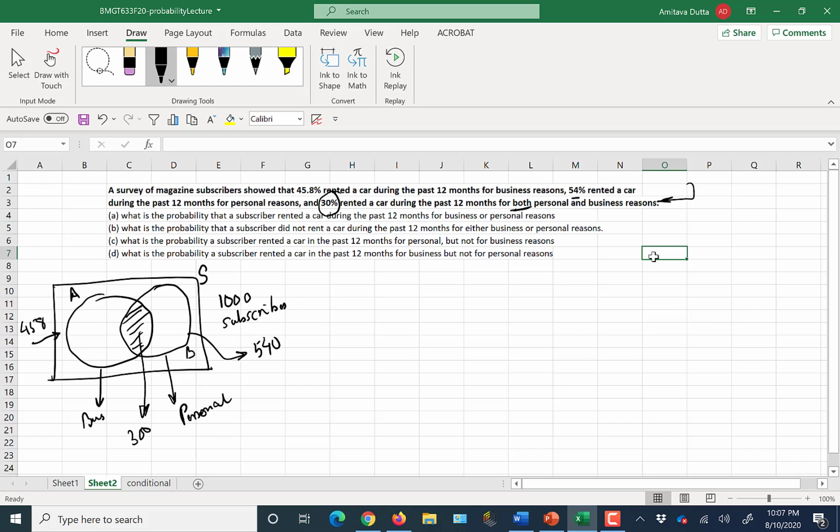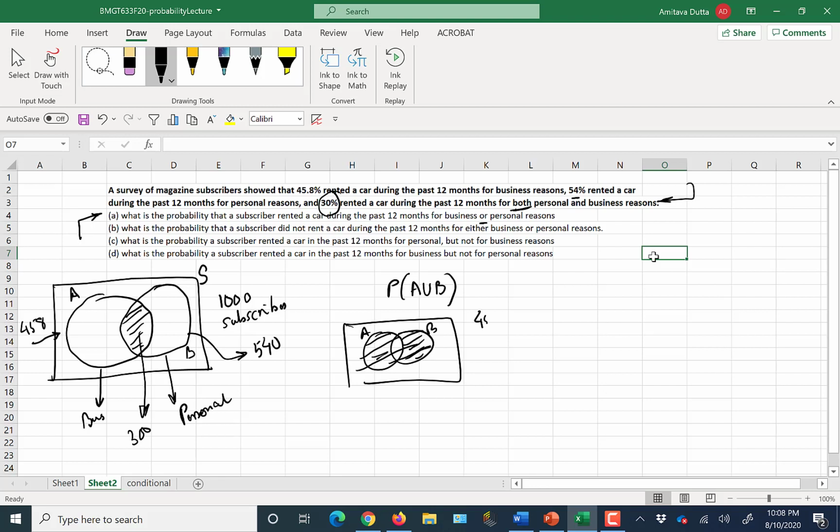Now that we got this squared away, let's look at the first question. It says, what is the probability that a subscriber rented a car in the past 12 months for business or for personal reasons? So do you see it's asking for the probability of A union B, right? So if I quickly draw the two circles, here's A, here's B. These are the shaded portions. So how many subscribers do I have in this shaded portion?